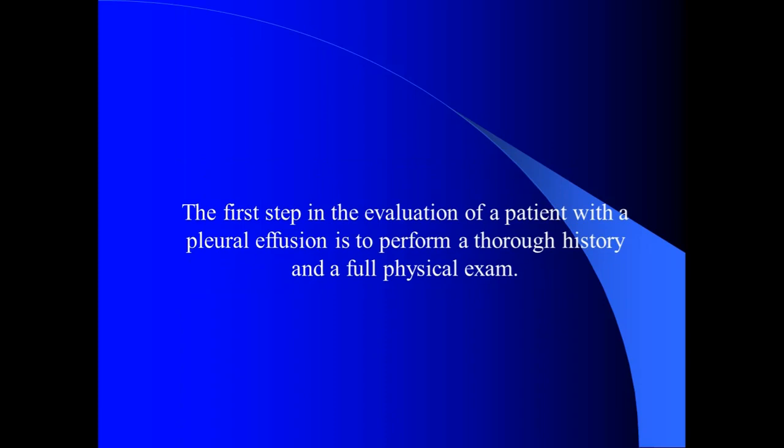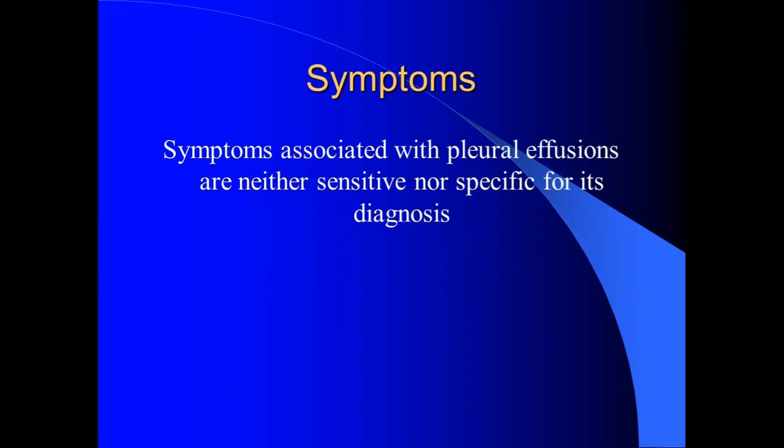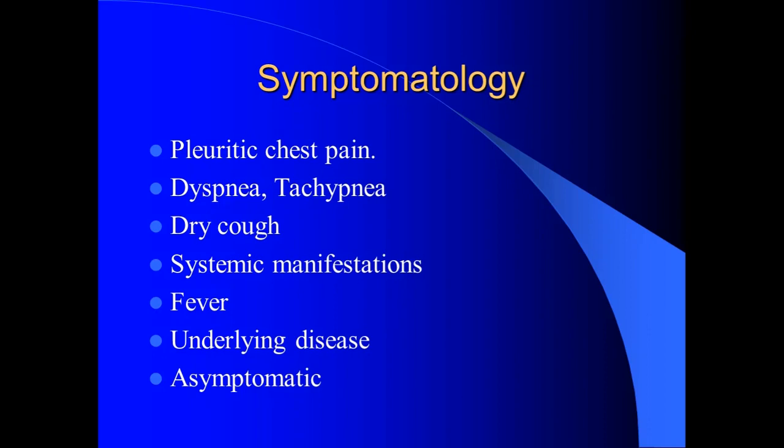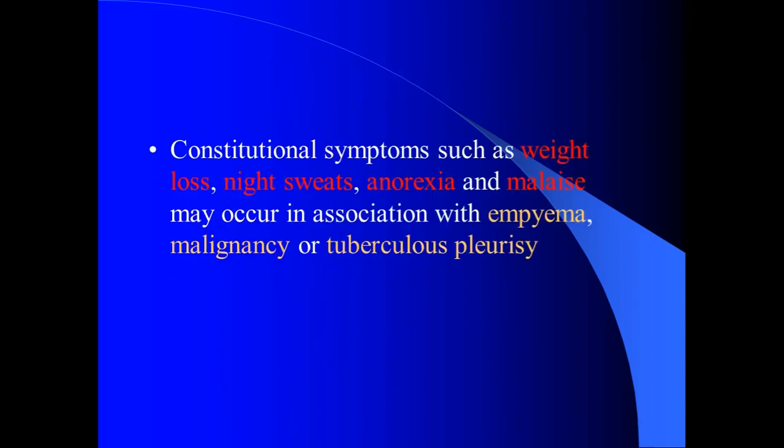The first step to evaluate the patient with pleural effusion is history and physical exam. No specific symptoms for pleural effusion. Can be pleuritic chest pain, dyspnea, cough, fever, systemic manifestations, or asymptomatic. Constitutional symptoms, patients who have weight loss, fever, night sweats, anorexia, malaise, can also be suggestive of malignancy or TB.